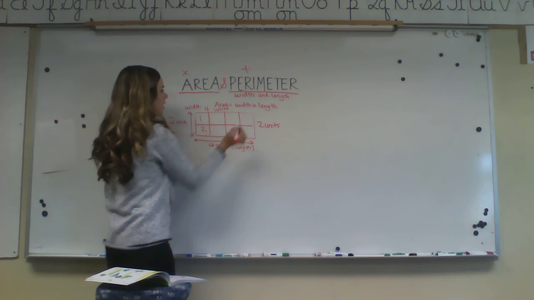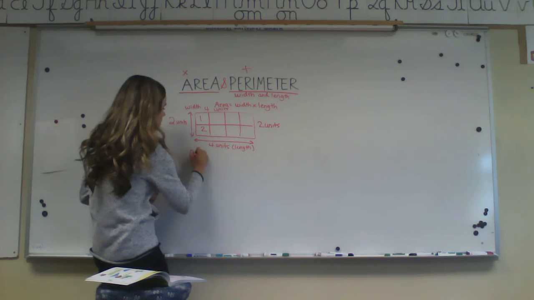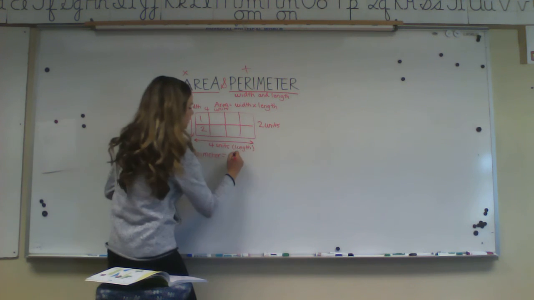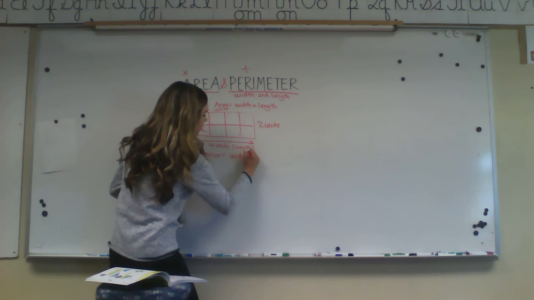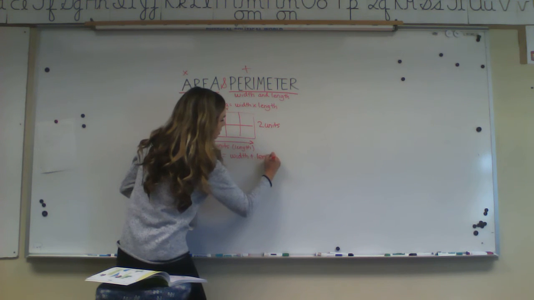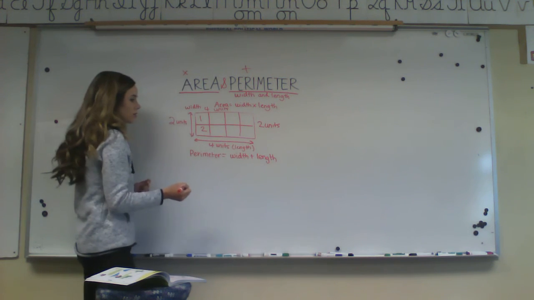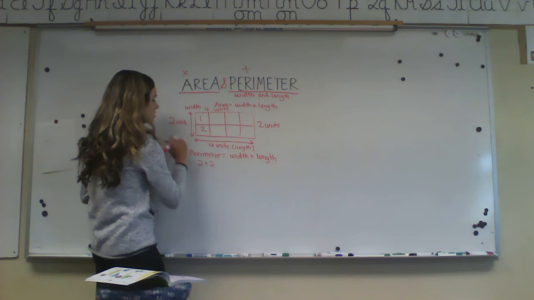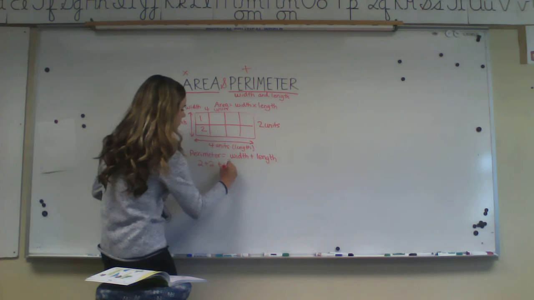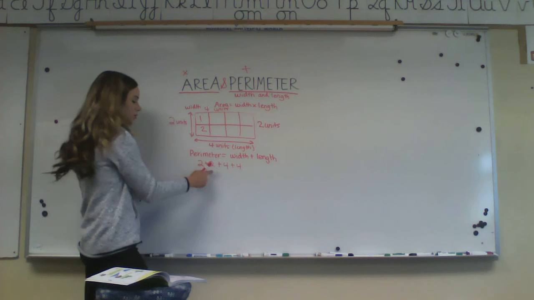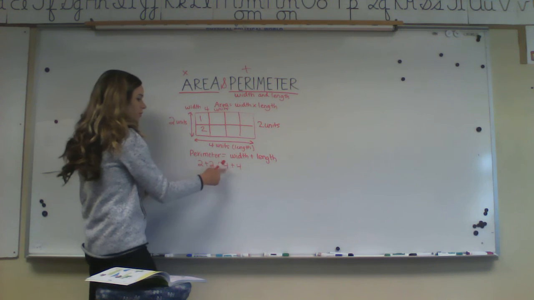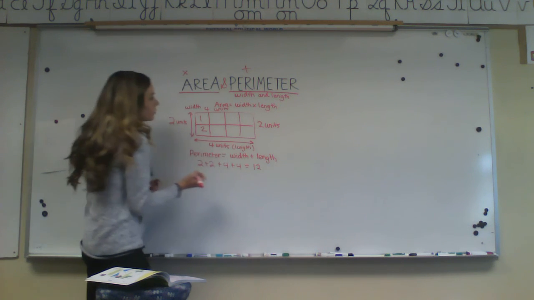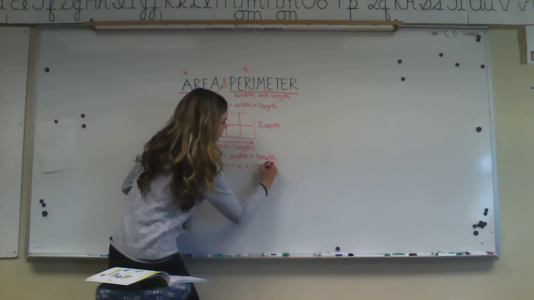So instead of multiplying, the perimeter is going to equal width plus the length. But that's of all sides of the rectangle. So we add 2 plus 2 of our width. We have a width on both these sides. Both sides are 2 plus 4 plus another 4. 2 plus 2 is 4. 4 plus 4 is 8. And 8 plus 4 is 12. So our perimeter would be 12 units.